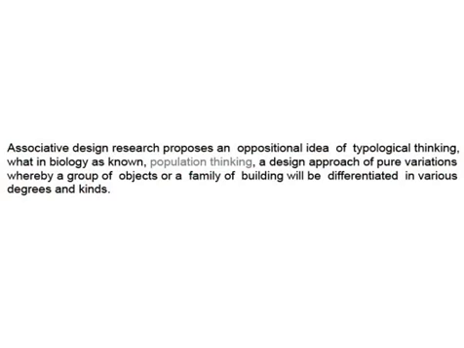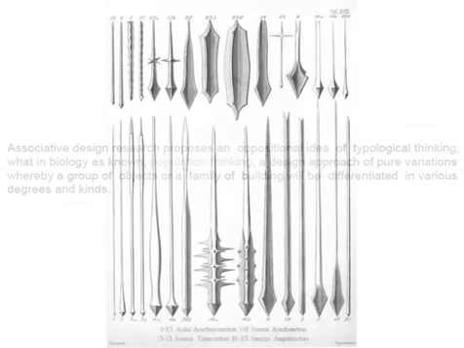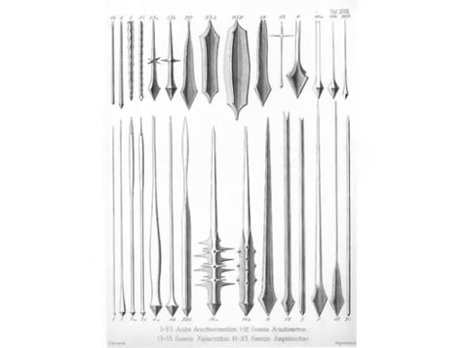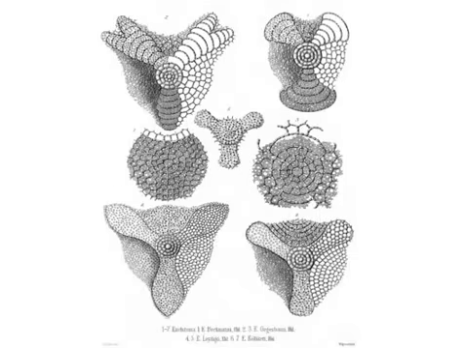Associative design research proposes an oppositional idea of typological thinking, what in biology is population thinking, a design approach of pure variations whereby a group of objects or family of buildings will be differentiated in various degrees and kinds. For the typologist, the type eidos is real and the variation is an illusion, while for the populationist, the type average is an abstraction and only the variation is real.